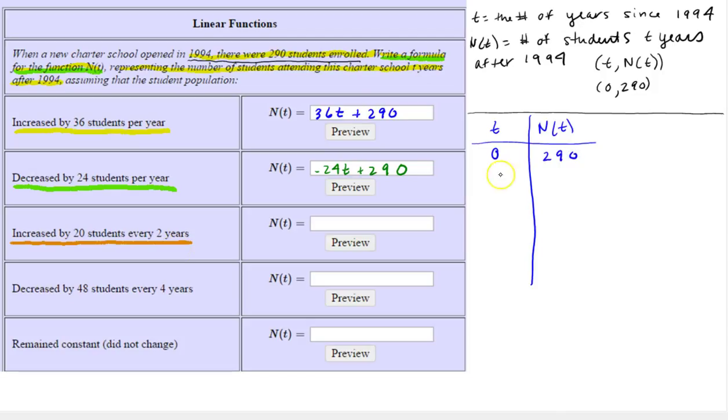Now 2 years later, we are going to have 290 plus 1 group of 20 more students. 2 years after that, we'd have 290 plus 2 groups of 20 students. And let's just do one more. 2 years after that, we'd have 290 plus 3 groups of 20 students.